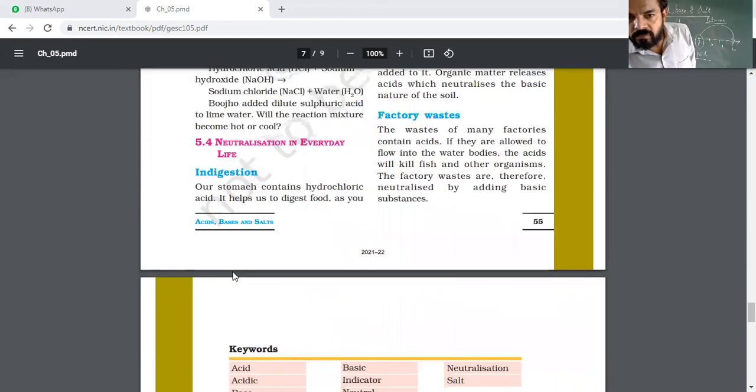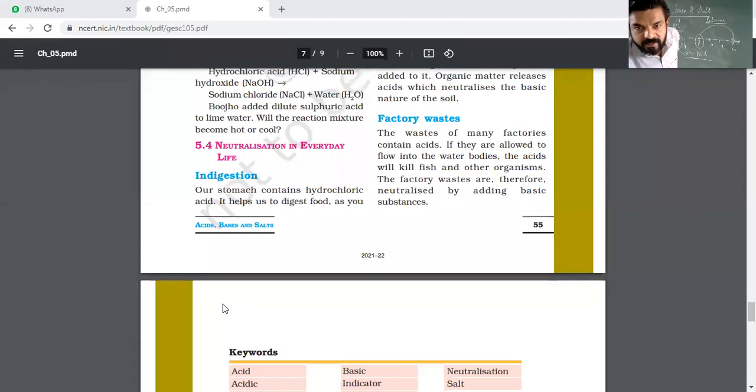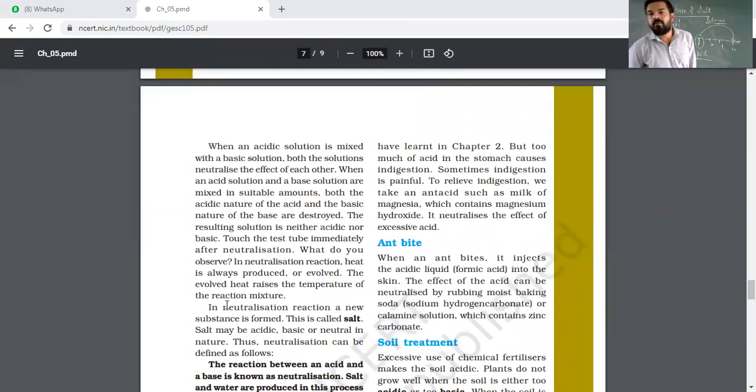These are a few examples of neutralization in everyday life. First, indigestion. Digestion is different, indigestion is different. What happens when you have a problem digesting food? The extra hydrochloric acid is produced in the stomach. Indigestion is very painful. To relieve indigestion, we take an antacid such as milk of magnesia, which contains magnesium hydroxide. It neutralizes the effect of the excessive acid.